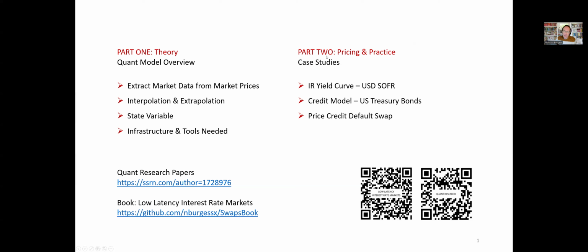Now, in the second part, I'm going to give you an example of how we calibrate an interest rate yield curve for US dollar SOFR. And I'm going to show you how to calibrate a credit model to US Treasury bonds. And we're going to use the market data from the yield curve and the credit model to price a CDS, which is a credit default swap.